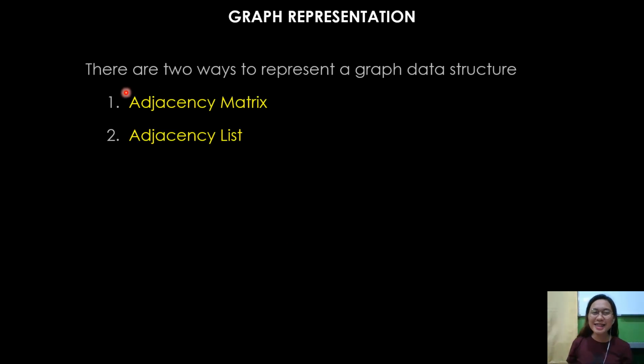Next, let's go to graph representation. There are two ways to represent a graph data structure. First is the adjacency matrix, and second is the adjacency list. Let's proceed first with the adjacency matrix.